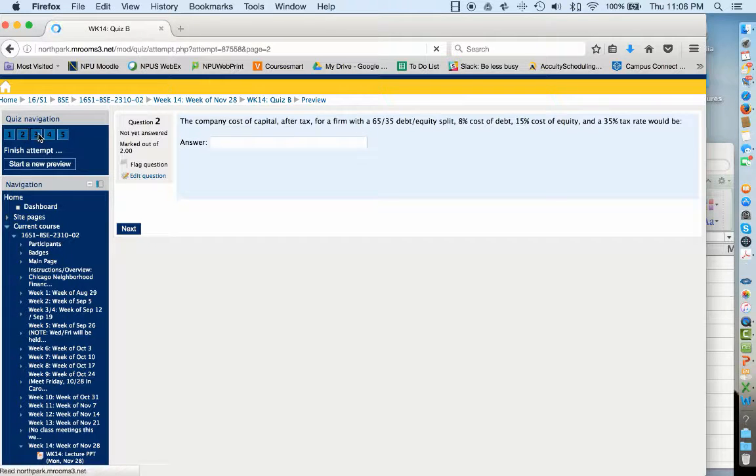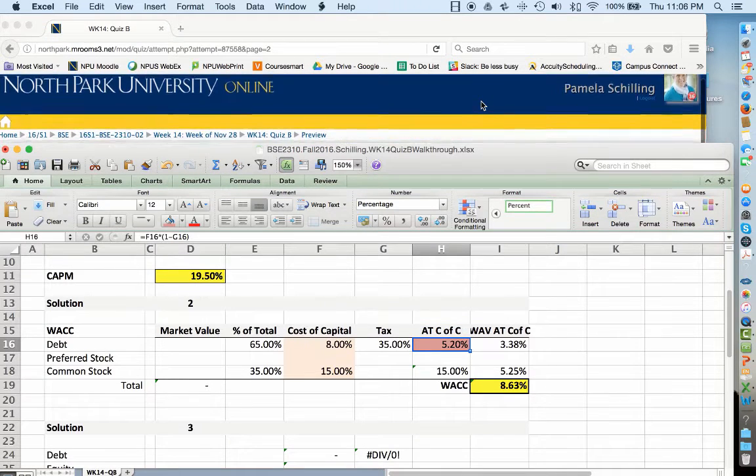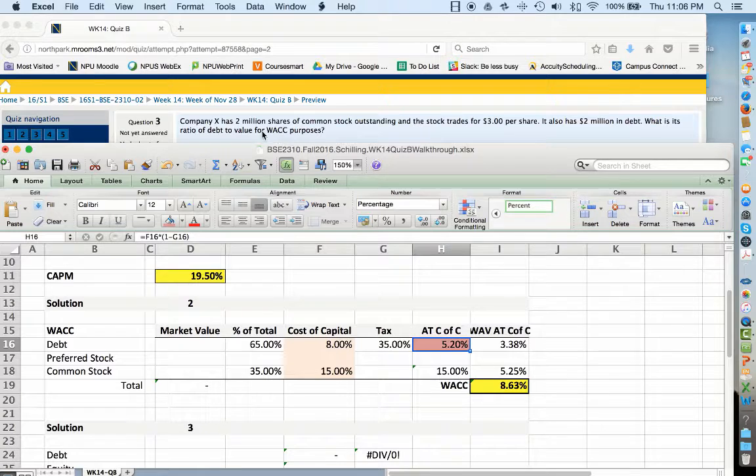The company has 2 million shares of common stock outstanding, and the stock trades for $3 per share. It also has 2 million in debt. What is its ratio of debt to value for WACC purposes? What this question is asking us is if we take debt divided by value, what is the percent? So if we take the total amount of debt divided by the total value of capital for the company, what is that percent?